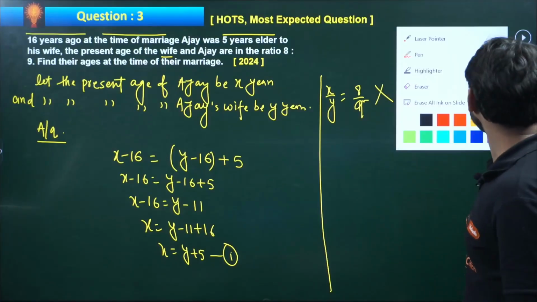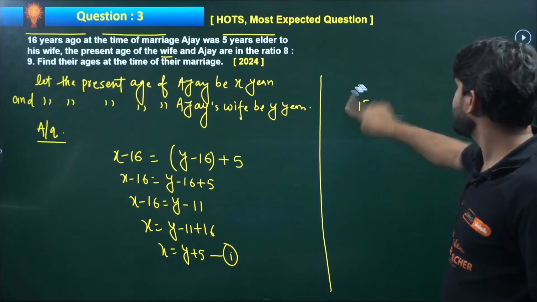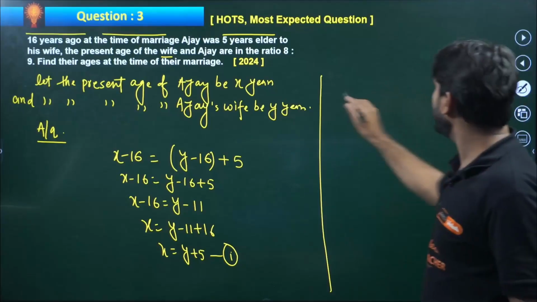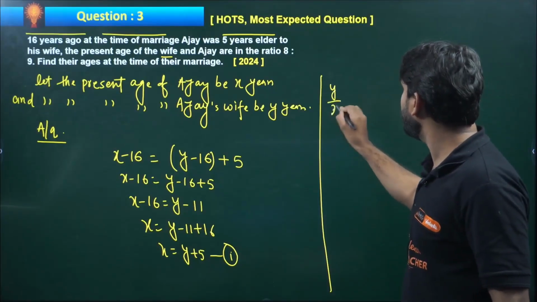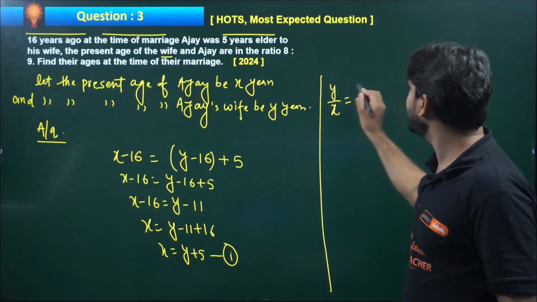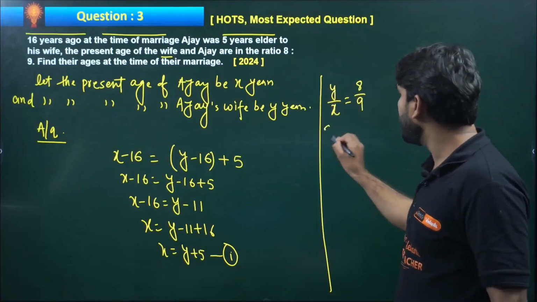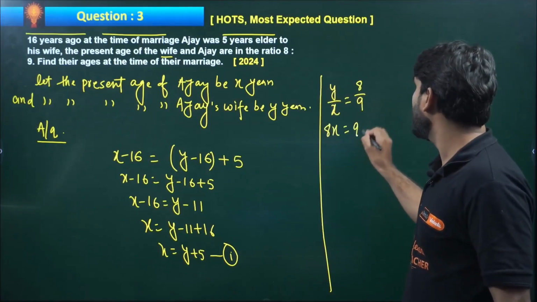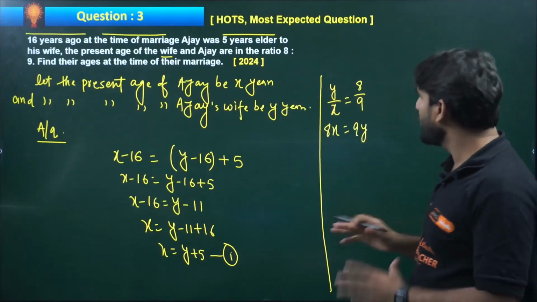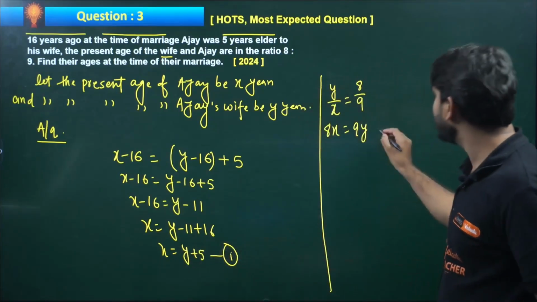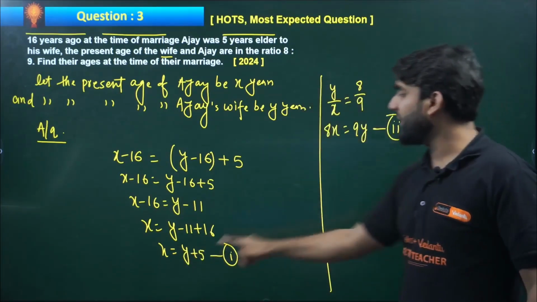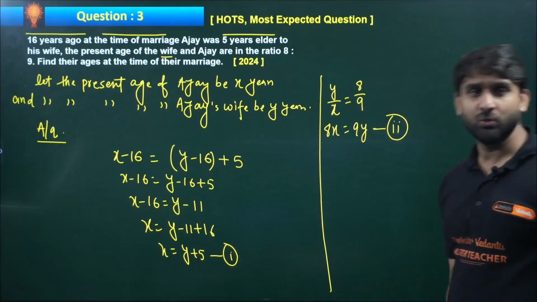So the equation will look like Y by X is equal to 8 by 9. Could you please cross multiply? So on cross multiplying, 8x is equal to 9y. Let's call this equation number 2. So we have equation number 1, we have equation number 2.